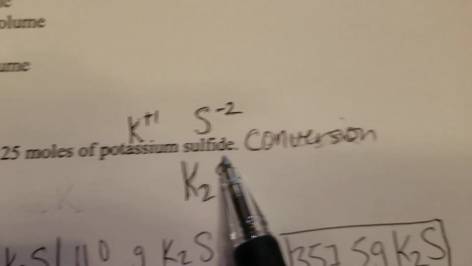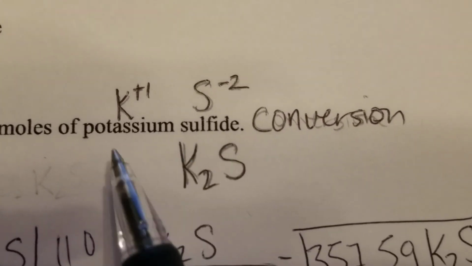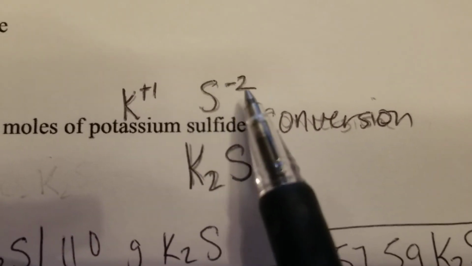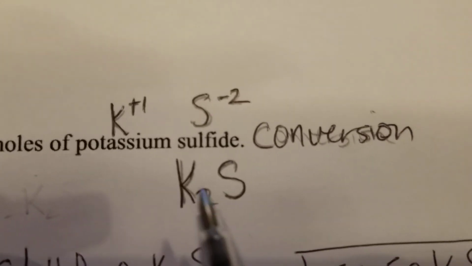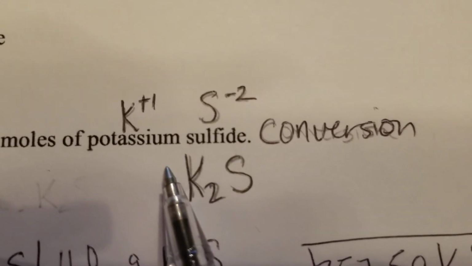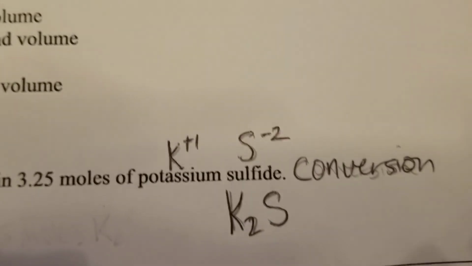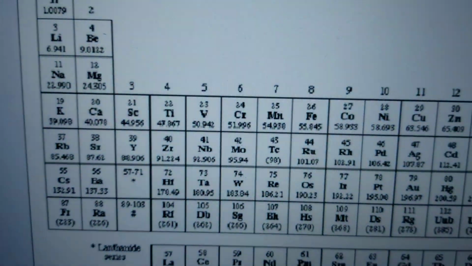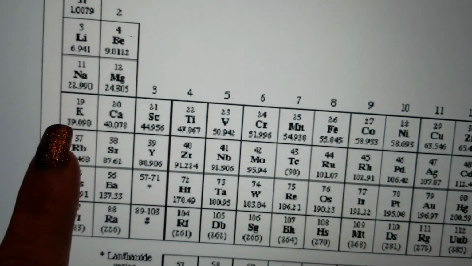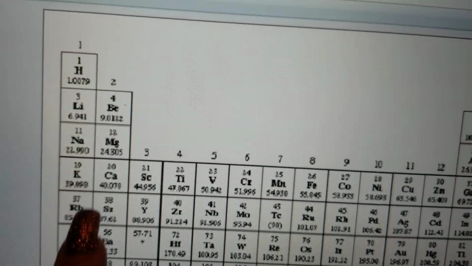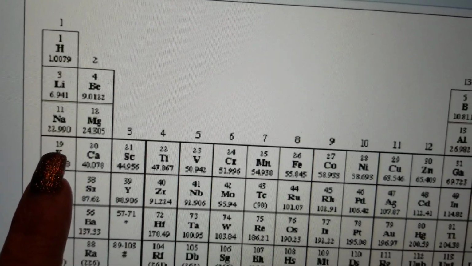Okay, so this is where it gets a little tricky. I hope you already know these things. If not, I'll be going over them in another video. Potassium is in group 1, so it has a +1 charge. You should know that already. Again, I'll go over it in another video. Right here. Potassium is in group 1, so it gets a +1 charge.